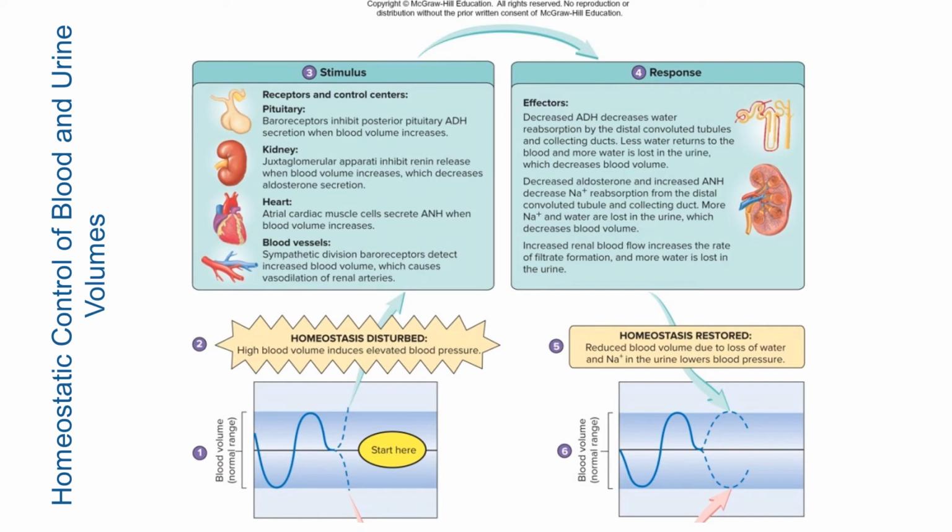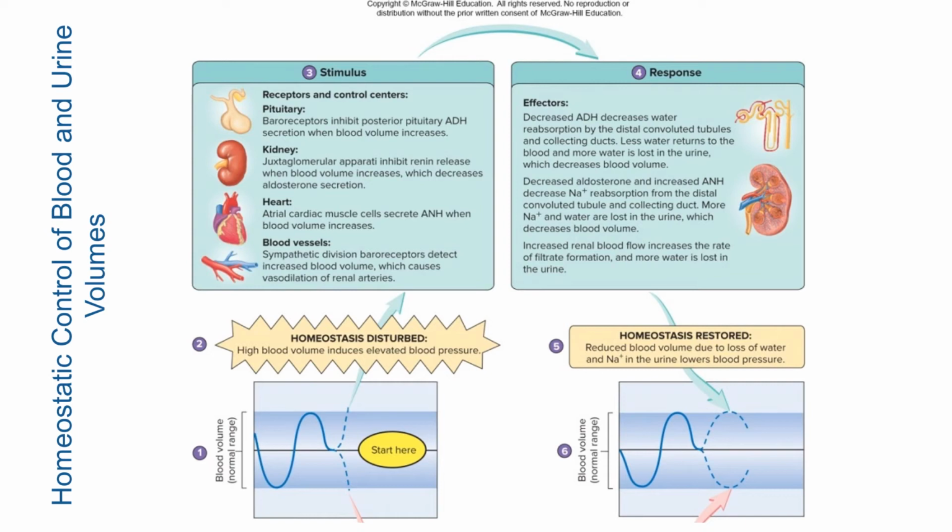It is also affecting, of course, the decreased aldosterone and increased ANH, decreased sodium reabsorption from the distal convoluted tubule and the collecting duct. So more sodium and water are lost in the urine, which decreases your blood volume. And increased renal blood flow increases the rate of filtrate formation and more water is lost in the urine. So once the homeostasis is restored, reduced blood volume due to loss of water and sodium in the urine lowers blood pressure as well. So it would go back definitely to homeostasis.